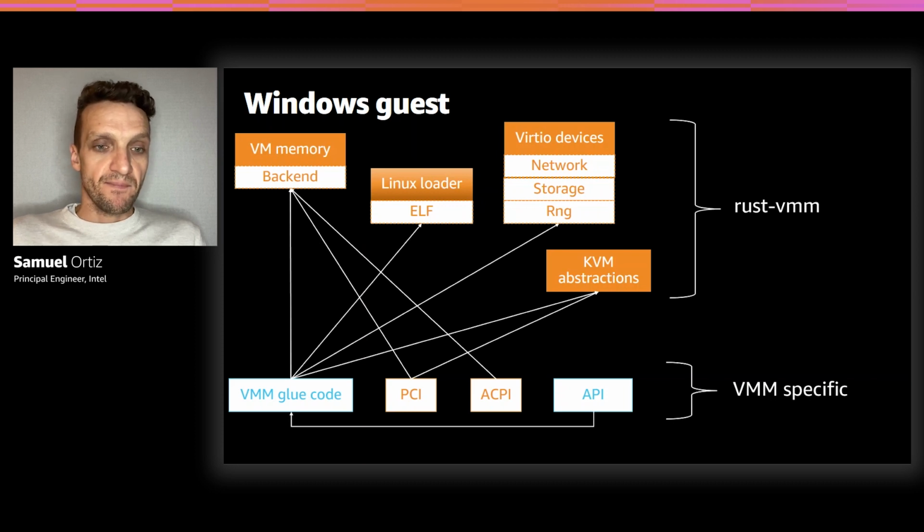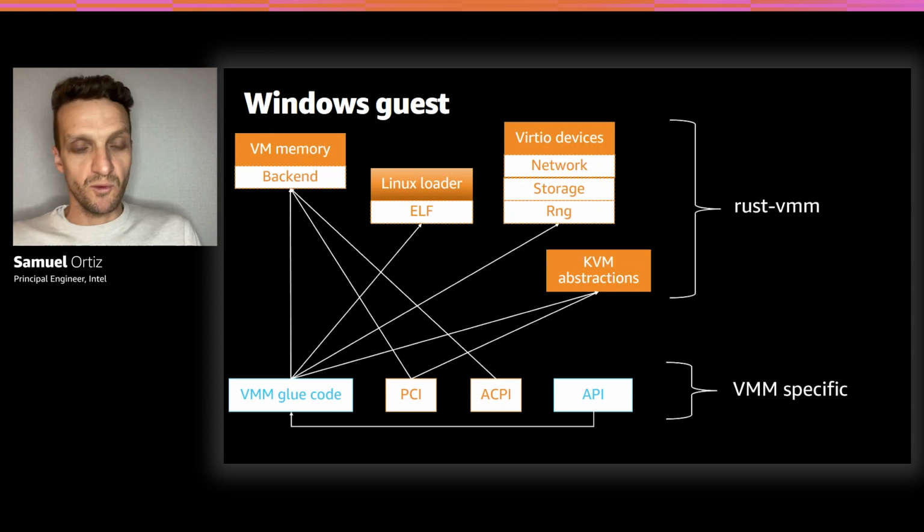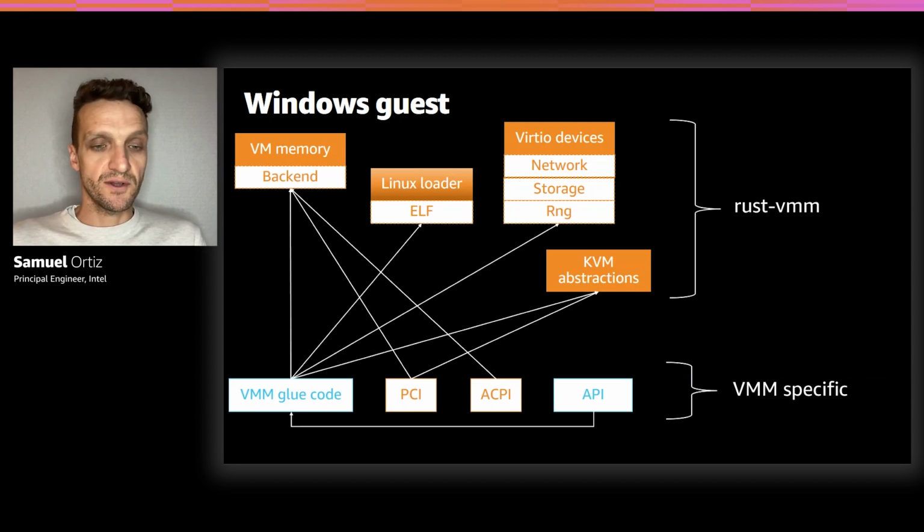And as I'm showing here on this slide, we're using roughly the same set of fundamental crates as the VMM reference. We're using the same memory crate with an mmap backend. We're using a Linux loader, but not for loading a Linux kernel. Again, as shown in the demo, we're using the Linux loader to load an ELF binary, and this ELF binary is actually an EFI firmware that will boot as a guest and then loads the Windows image.